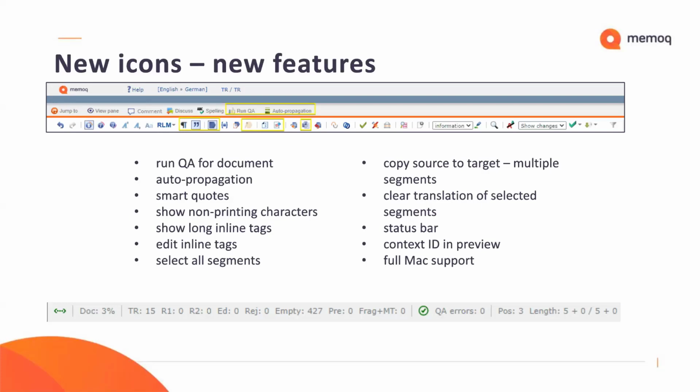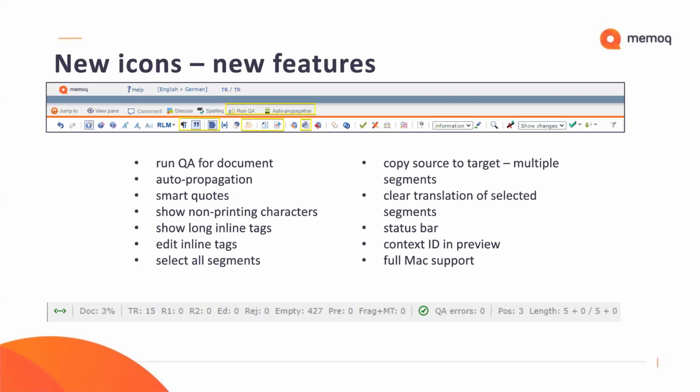Another thing is inline tags. Working with inline tags has not been such a happy place with WebTrans. Basically, you just had the option to see short representations of the tags in WebTrans. So what we did was we introduced an option whereby you can click on an icon to change between short and long display of inline tags. And even better, you can even edit inline tags, which is probably a big blessing for localization companies and any translator who needs to change a URL inside a tag.